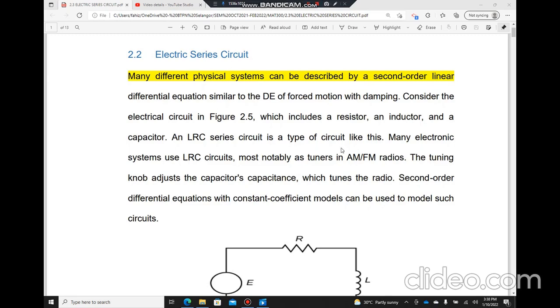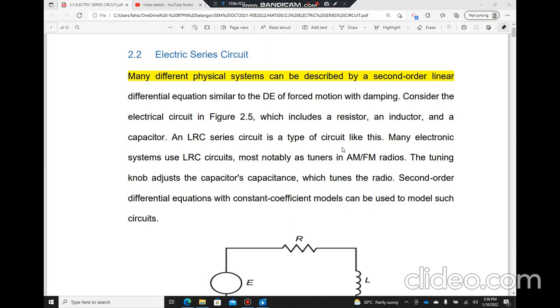So next subtopic for chapter 5 is electric series circuit. Many different physical systems can be described by a second order linear differential equation similar to the differential equation of force motion with damping. Consider the electrical circuit in figure 2.5, which includes a resistor, an inductor and a capacitor. An LRC series circuit is a type of circuit like this.